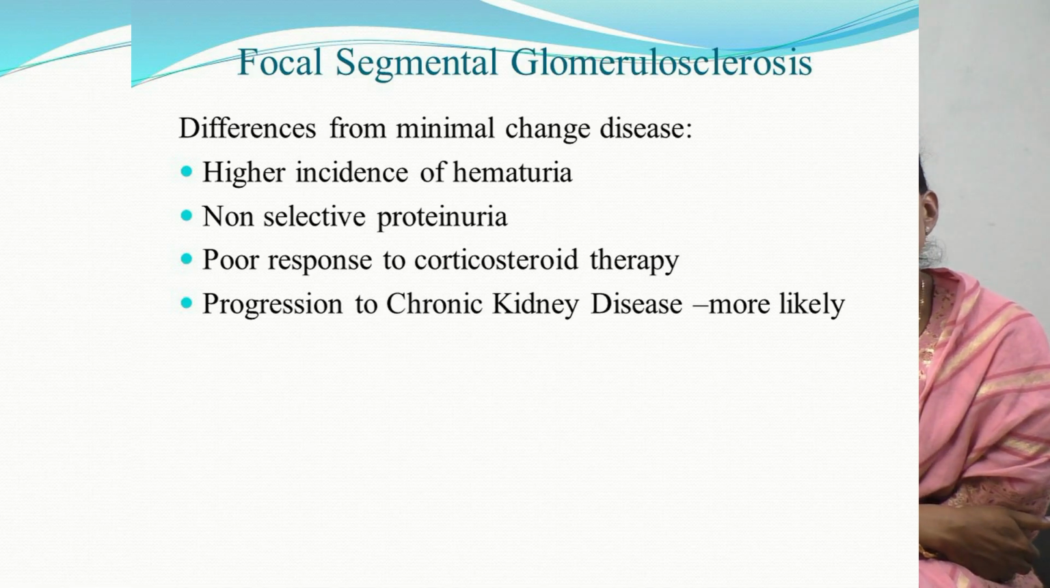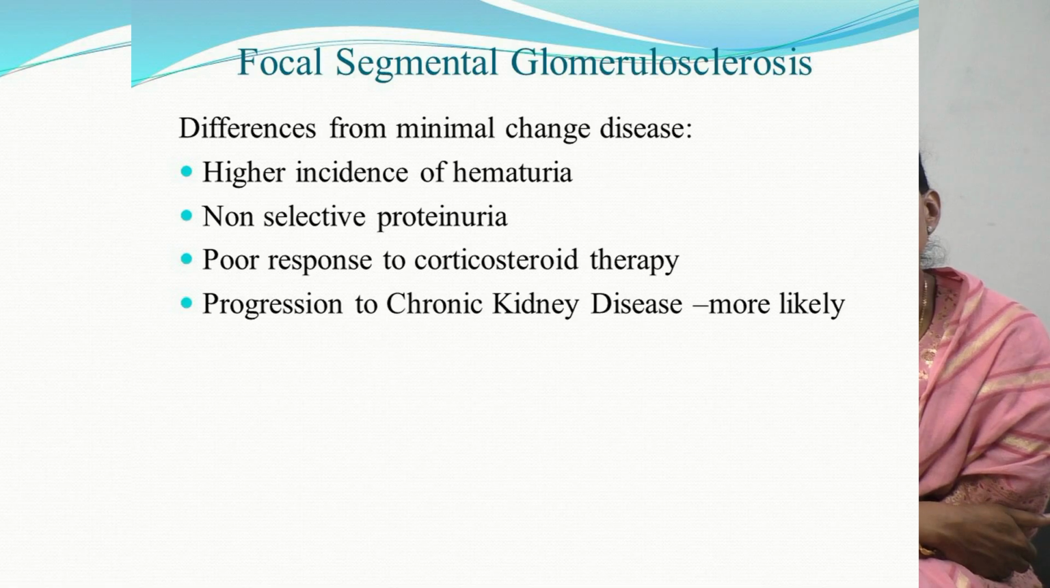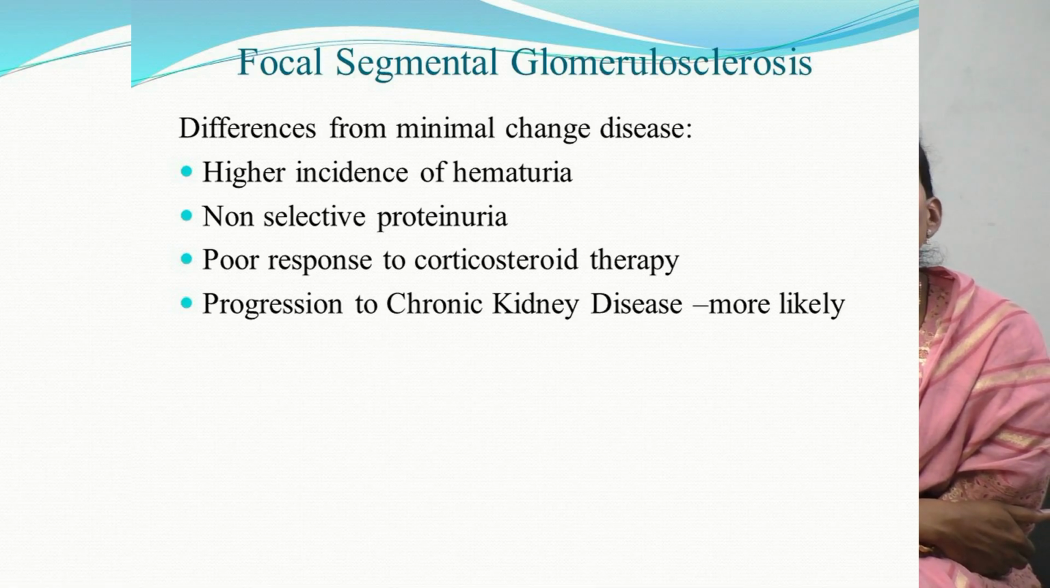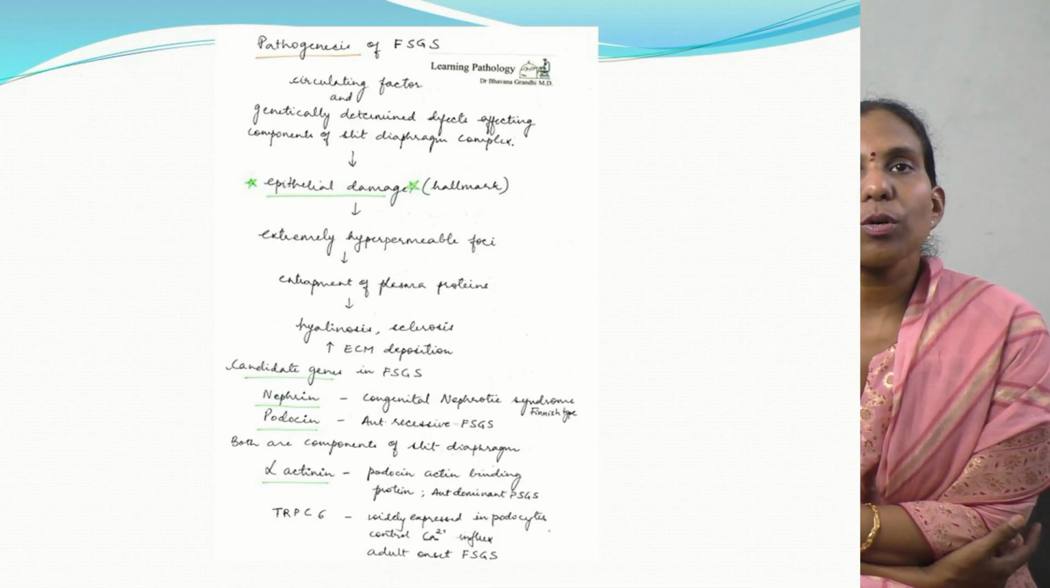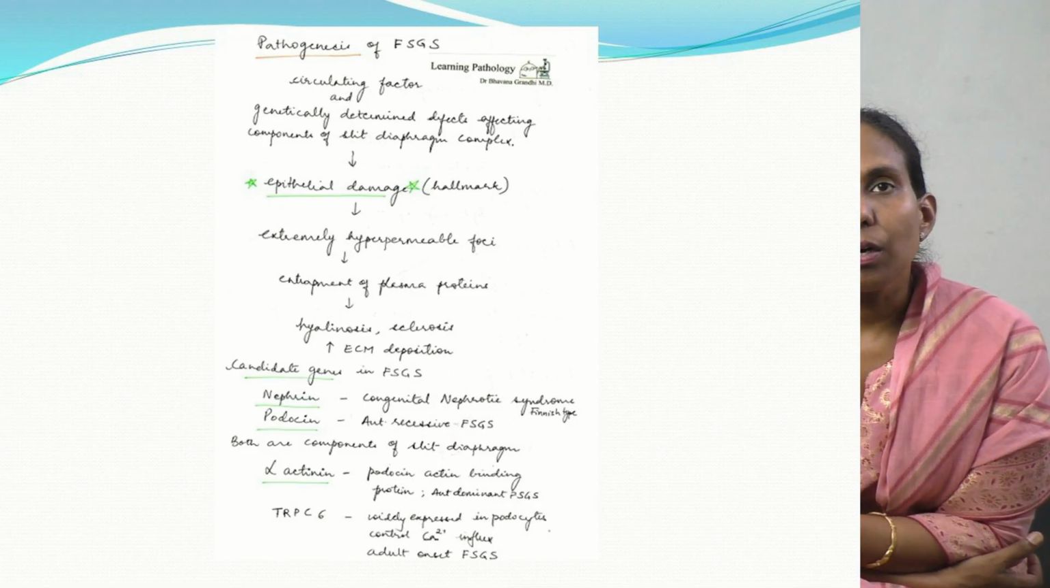Differences from minimal change disease. Here there is hematuria, non-selective proteinuria, and poor response to corticosteroid therapy, and there is more likelihood of progression to chronic kidney disease. Pathogenesis of focal segmental glomerulosclerosis, which I have already discussed in a flowchart.